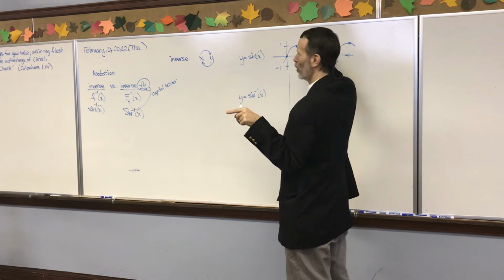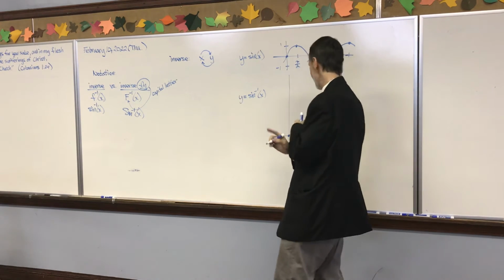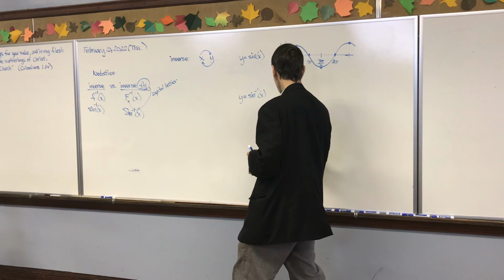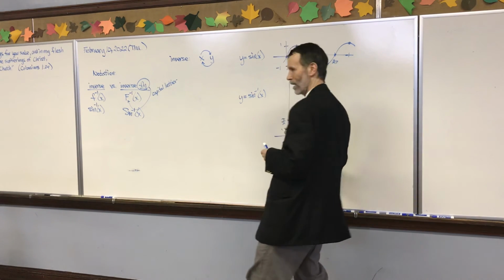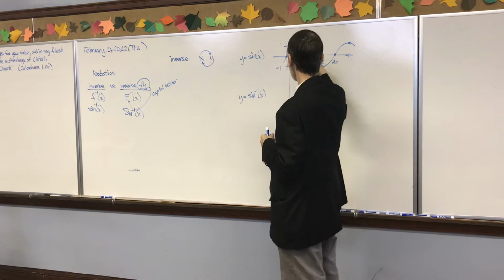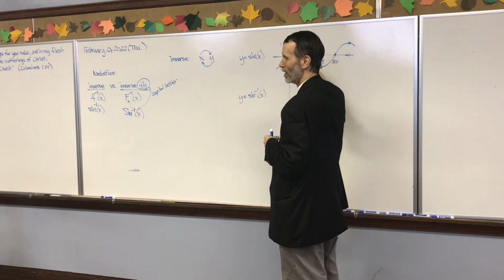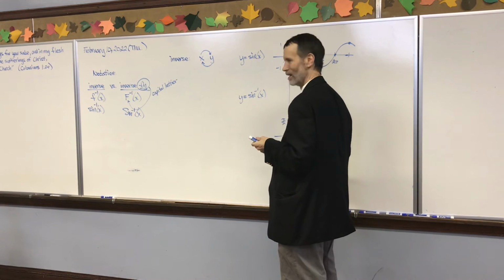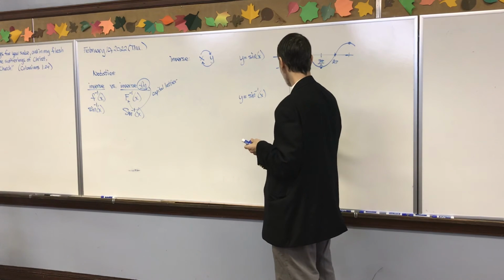Pi over 2 comma 1. Give me the inverse. Don't work too hard. 1 comma pi over 2. Nate, take over. Coordinates. Pi comma 0. Give me the inverse. 0 comma pi.